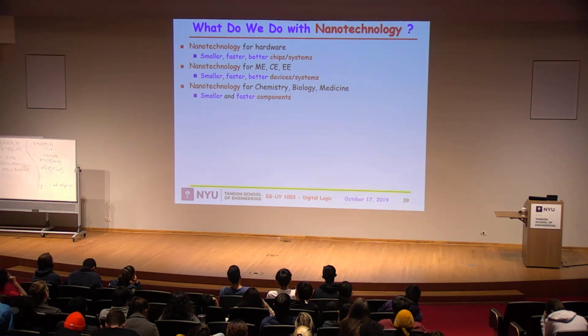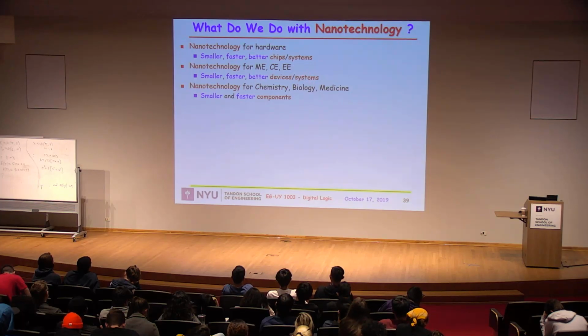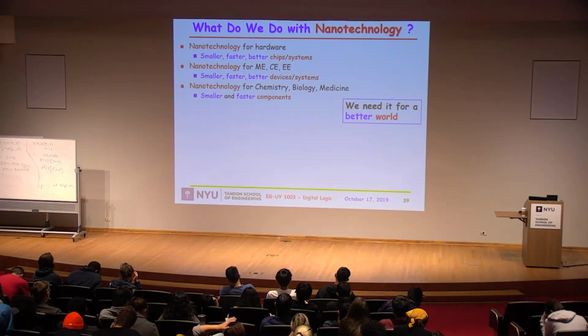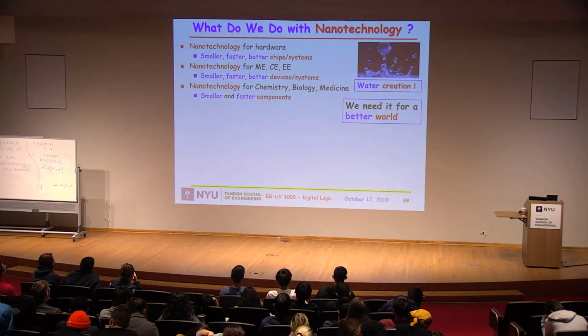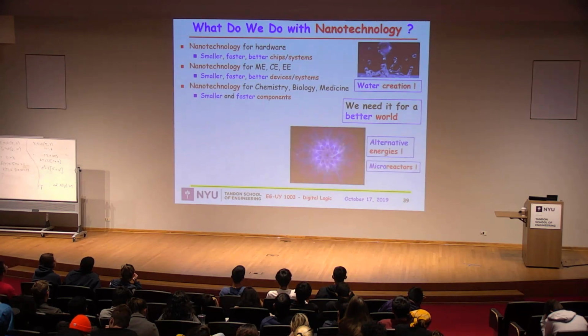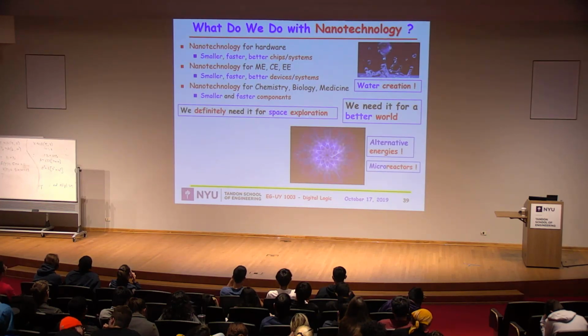So everybody, nanotechnology will help with faster, smaller chips and systems. It will help mechanical engineering people, civil engineering people, and electrical engineering people with smaller, faster, better devices and systems. It will help chemistry, biology, and medicine because we will have smaller, faster components. So we need this for a better world, such as water creation, microreactors. Everybody, the sky is the limit.